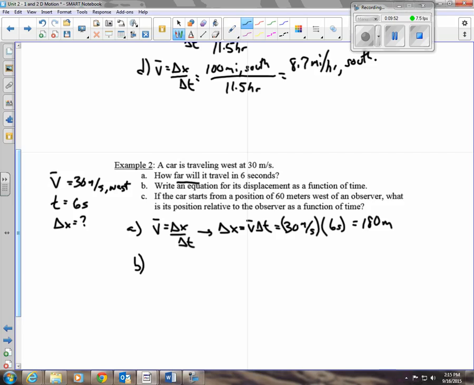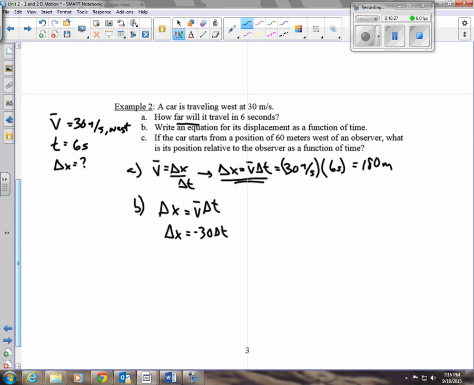Part B, write the equation for its displacement as a function of time. So again, if I start from here, delta x is v bar delta t. Now his displacement, delta x, wait, this is a vector, so I have to be careful. Since its velocity is 30 meters per second west, let's make that negative, and then times my time. So now I could plug in any time and find out how far I went.